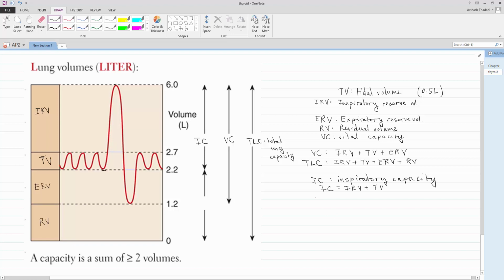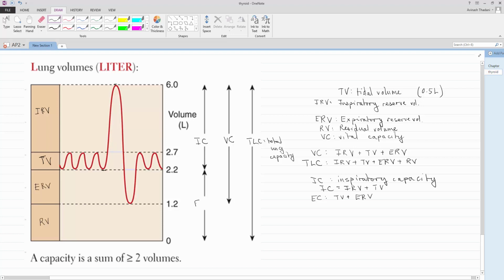Similarly, there is inspiratory capacity and expiratory capacity. So that's EC. Expiratory capacity is just tidal volume plus expiratory reserve volume over there. So that's going from here to here. Is that labeled even? No, that's not even labeled over there.